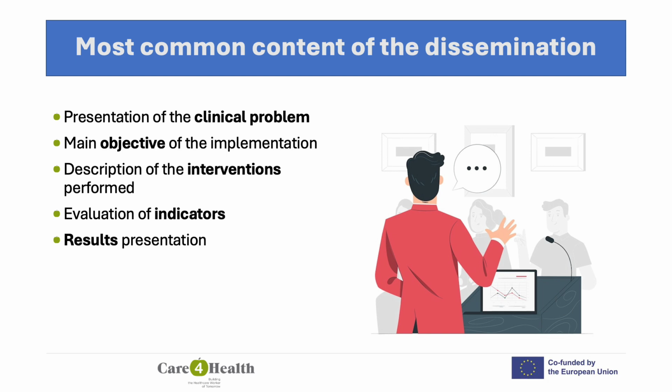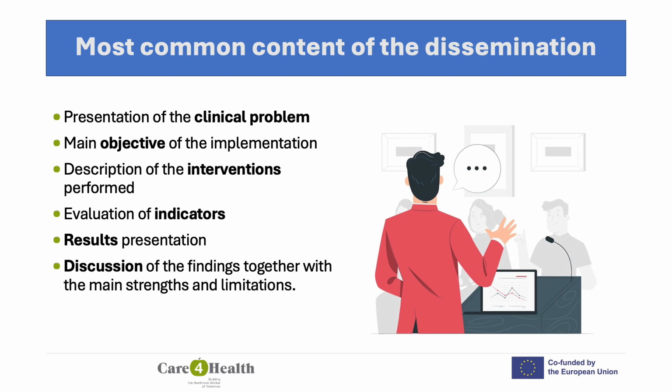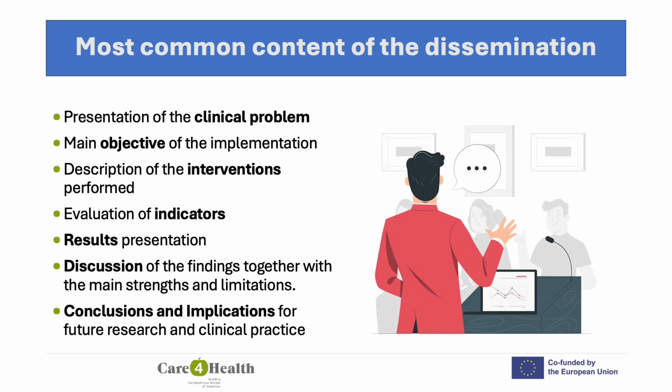Present the results using tools like a timeline diagram or flowchart and include any modifications made during the project. Analyze and discuss the findings, highlighting the main strengths and limitations of the implementation project. And finally, summarize the conclusions and outline the implications for future research and clinical practice.